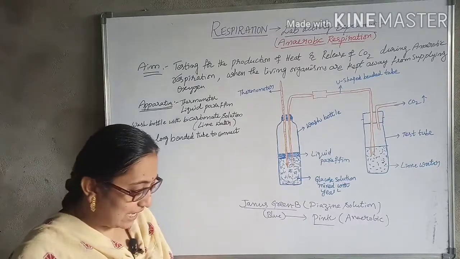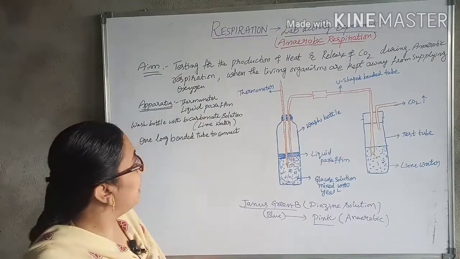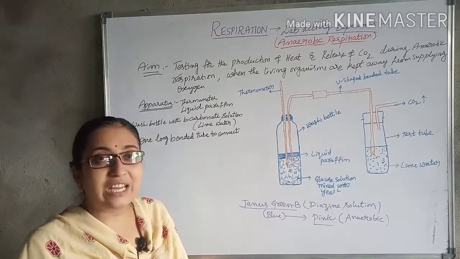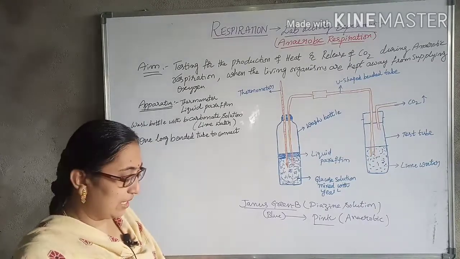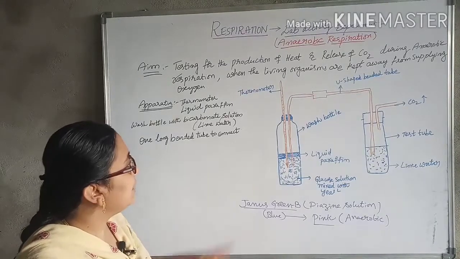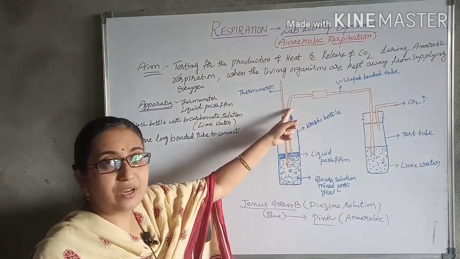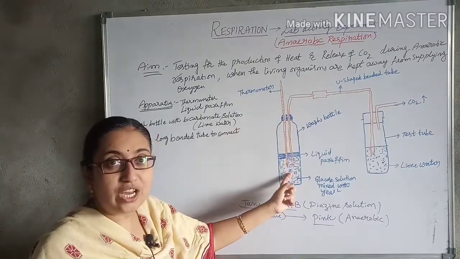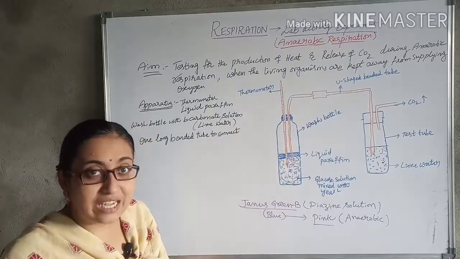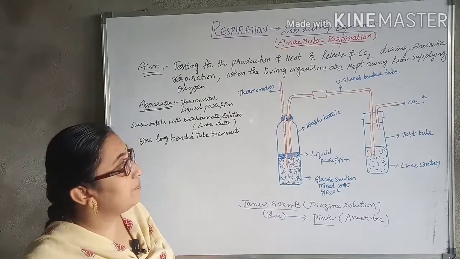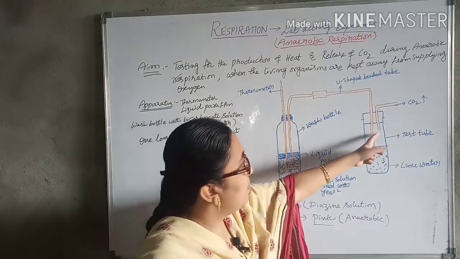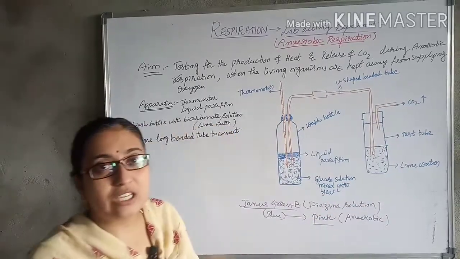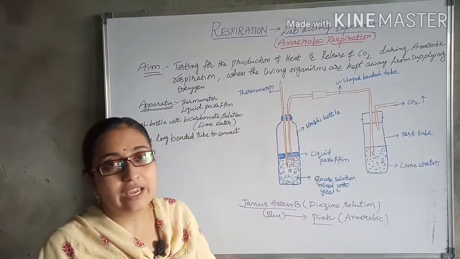So to do this experiment, what are the apparatus or materials required? You need a thermometer, a U-shaped tube, glucose solution, yeast, a wash bottle, one small tube, a test tube, and lime water. So these are the required materials to do the experiment.